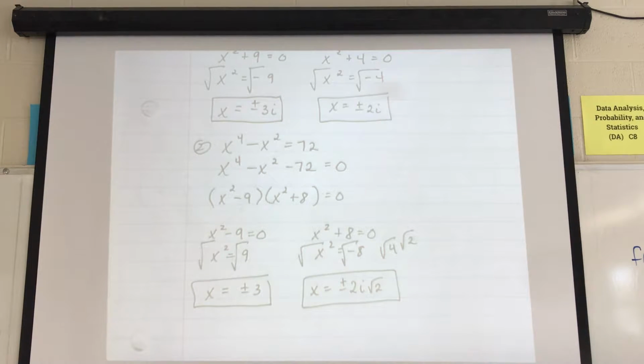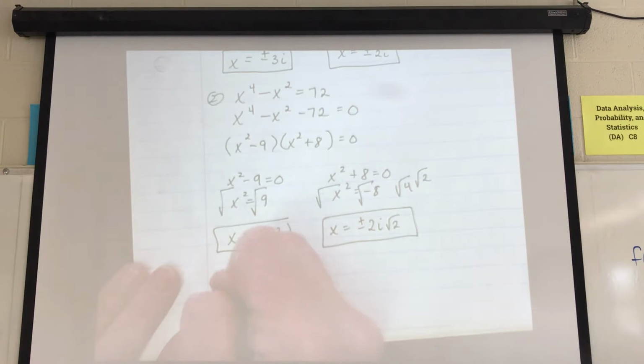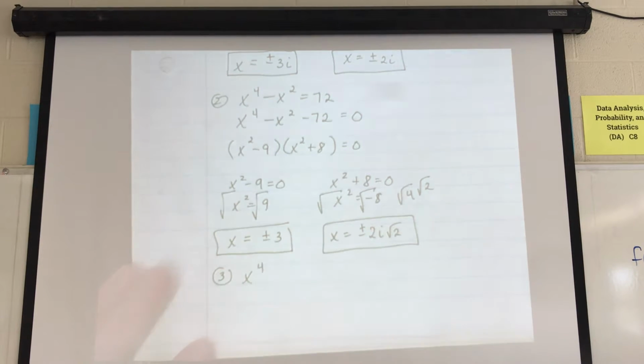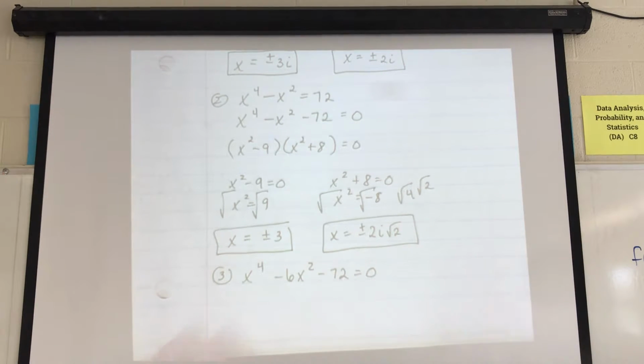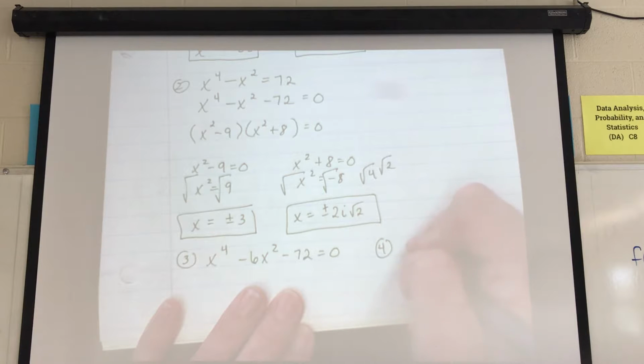All right, I'm going to give you guys one more to do, and then we'll try a different technique. Next, x to the 4th minus 6x squared minus 72. All right, that's for you. Put one more after that, literally next to it.